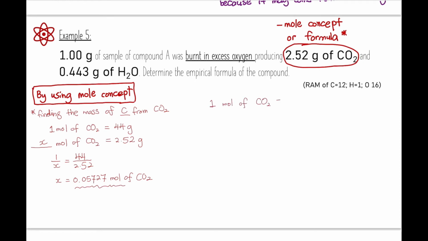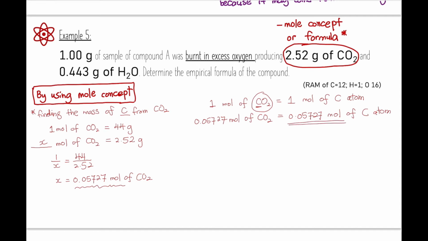One mole of carbon dioxide contains 1 mole of carbon atom. This is from the molecular formula of carbon dioxide. Therefore, 0.05727 mole of carbon dioxide contains 0.05727 mole of carbon atom, since the mole ratio of carbon dioxide and carbon atom is 1:1.